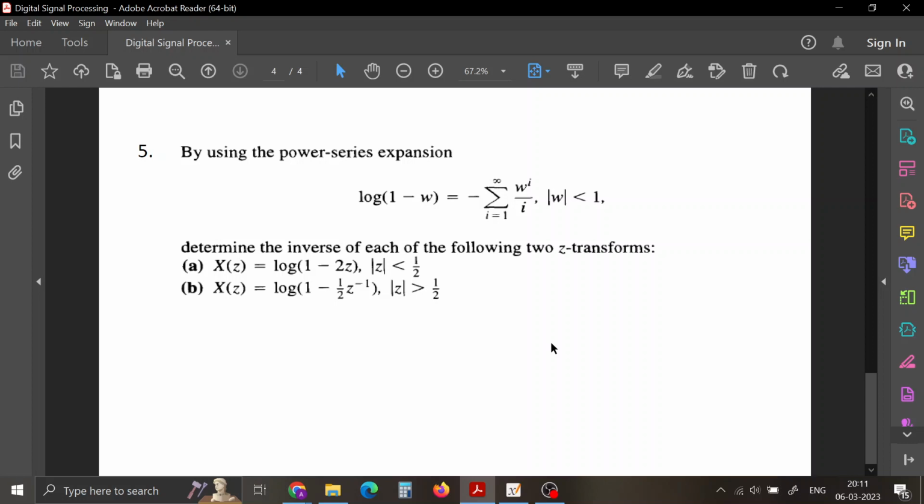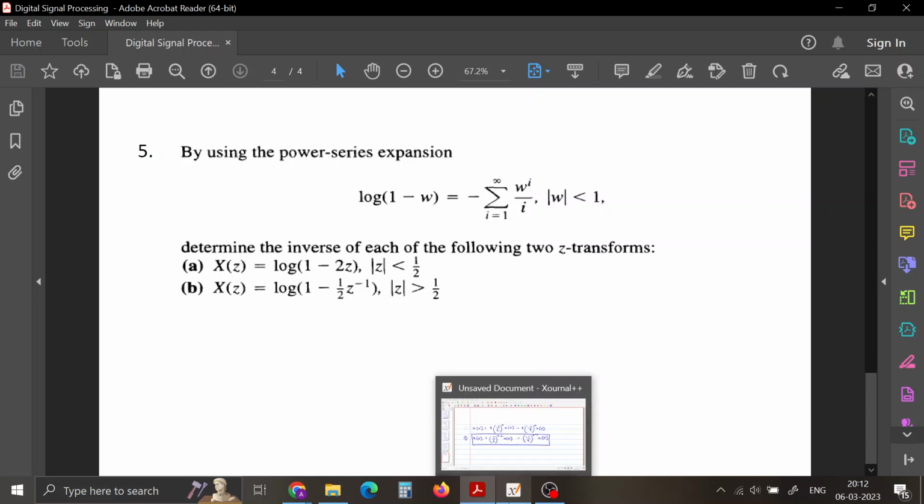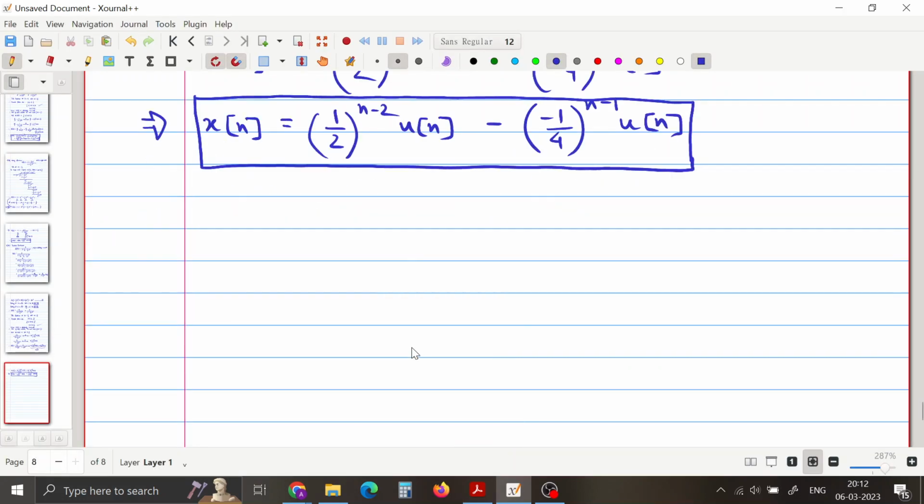Okay, and we need to make use of the power series expansion. So we know the formula of log of 1 minus w. It is given by minus of summation I running from 1 to infinity w power I divided by I, and mod of w is less than 1. Okay, in each of these subparts A and B, x of z is given in terms of a log, and with the given constraint on mod z, and we need to use this power series expansion of log to find x of n, the time domain sequence. Okay, that's it. So let's use that. It's just simple mathematics. So let's do that.